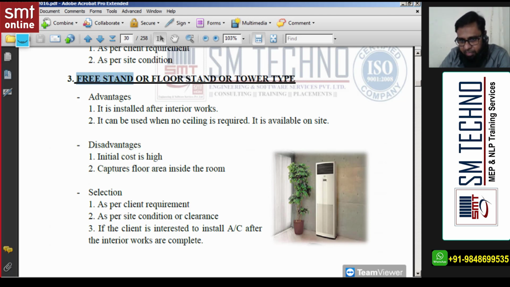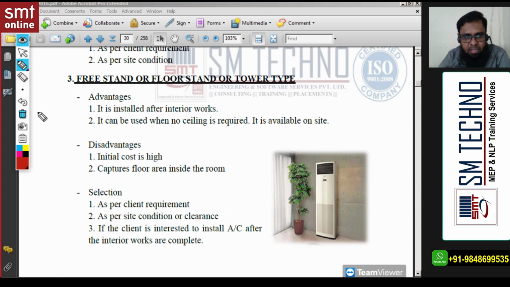Freestand means you can find the image here, and freestand means don't think that it's a single unit and we can move like an air cooler. No, we are calling it freestand because we can install it anywhere on the floor. But once you install this indoor unit, this tower type FCU, it will connect to the outdoor unit with two copper pipes and the drain pipe. So once you install it, we cannot move it. Don't think that it can move freely.